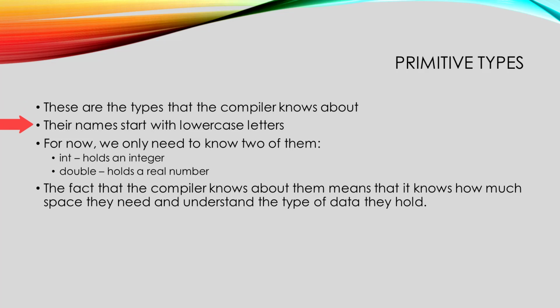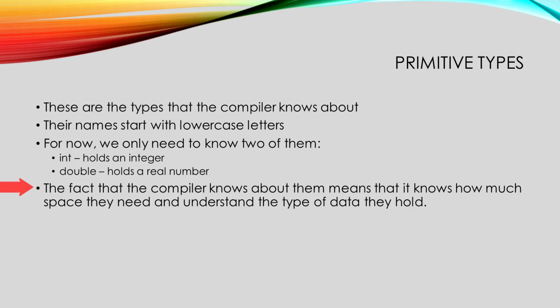You can tell that a type is a primitive type if it starts with a lowercase letter, and for now, we only need two. Variables whose type is int will hold integers, and variables whose type is double will hold real numbers. The fact that the compiler knows about primitive types means that the compiler can allocate space for them.